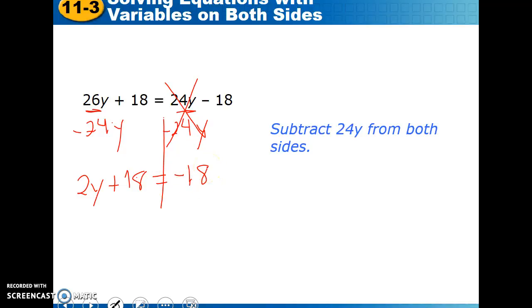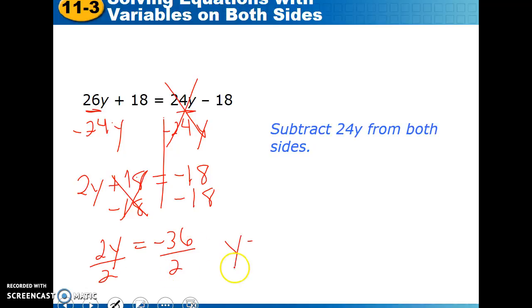So again, isolating the variable, solving like normal, I'm going to subtract 18, these cancel, I'm left with 2y equals negative 18 minus 18, that would be negative 36, I'm dividing by 2, I'm left with y equals negative 18.